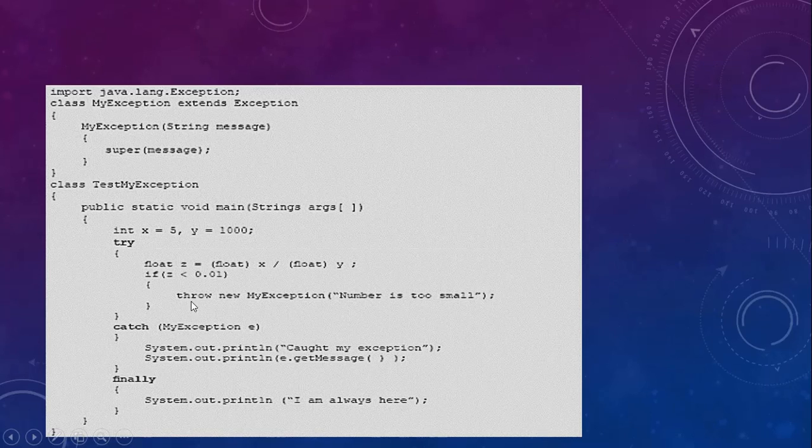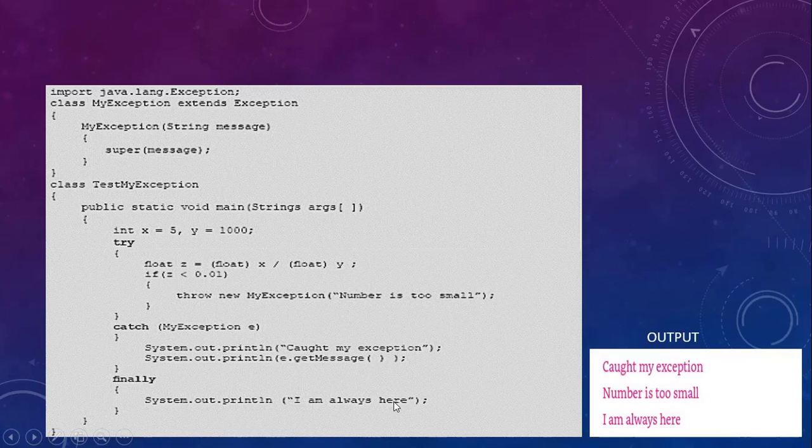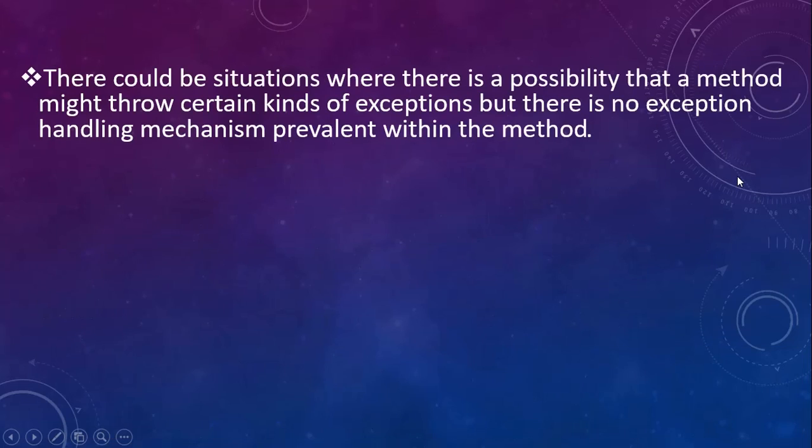And as I have already told you, whether or not the catch block catches a particular object, if there is a finally block it will always be executed. So after printing "caught my exception", and then after printing "number is too small", you will see that "I am always here" is also printed. So this is the output. First "caught my exception" will be printed, then "number is too small" will be printed, and then "I am always here" will also be printed.